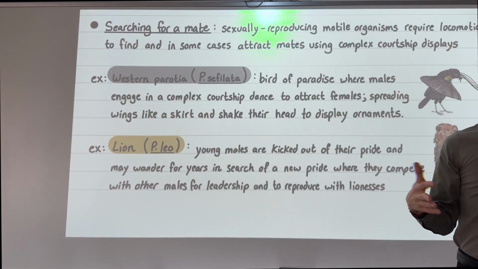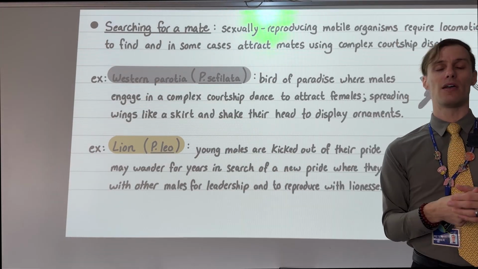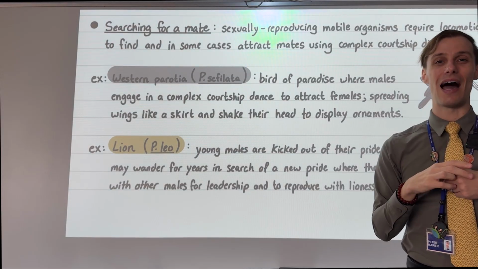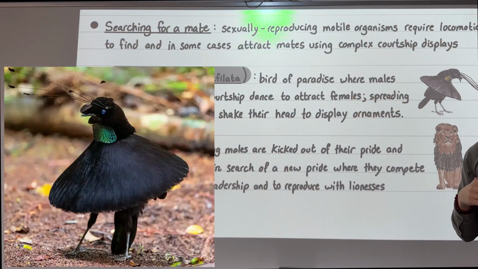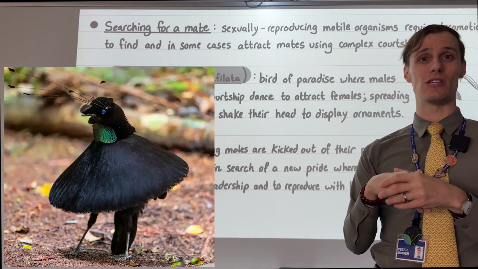The next example of why an organism would be motile would be looking for a mate. And this is a reality for many sexually reproducing organisms. I would be remiss if I didn't use the Western Parotia as an example here. This is one of many species of birds of paradise.